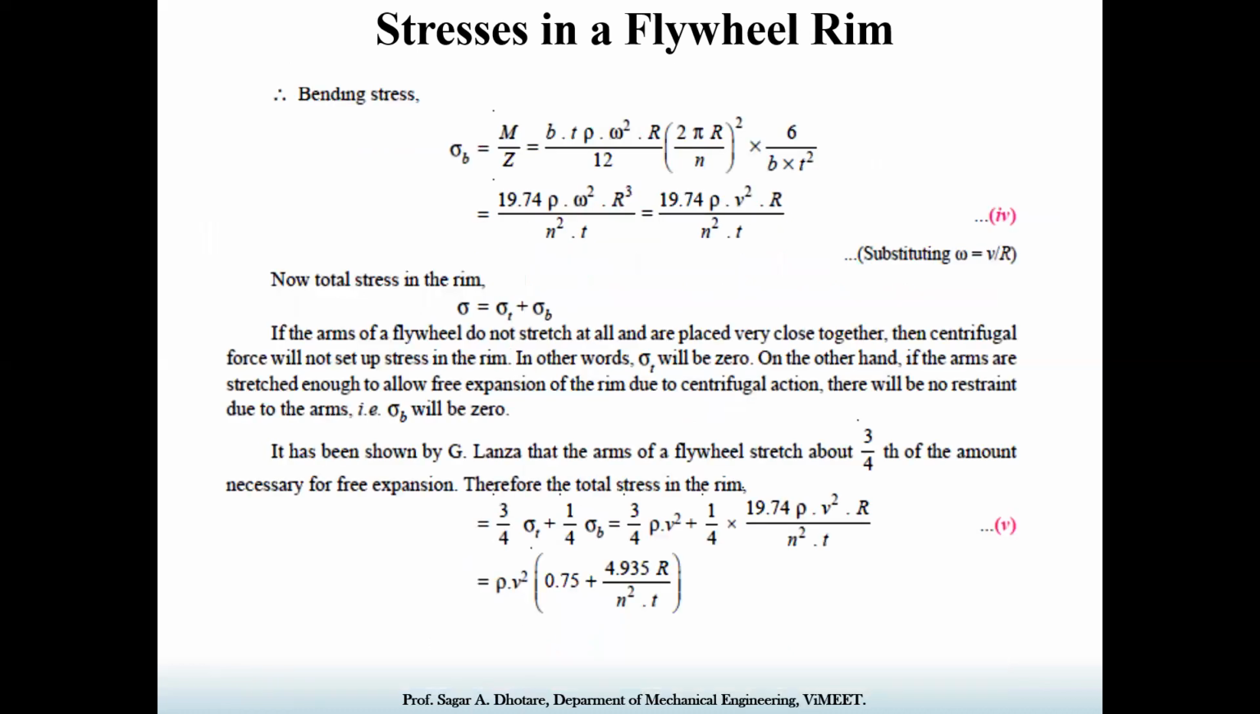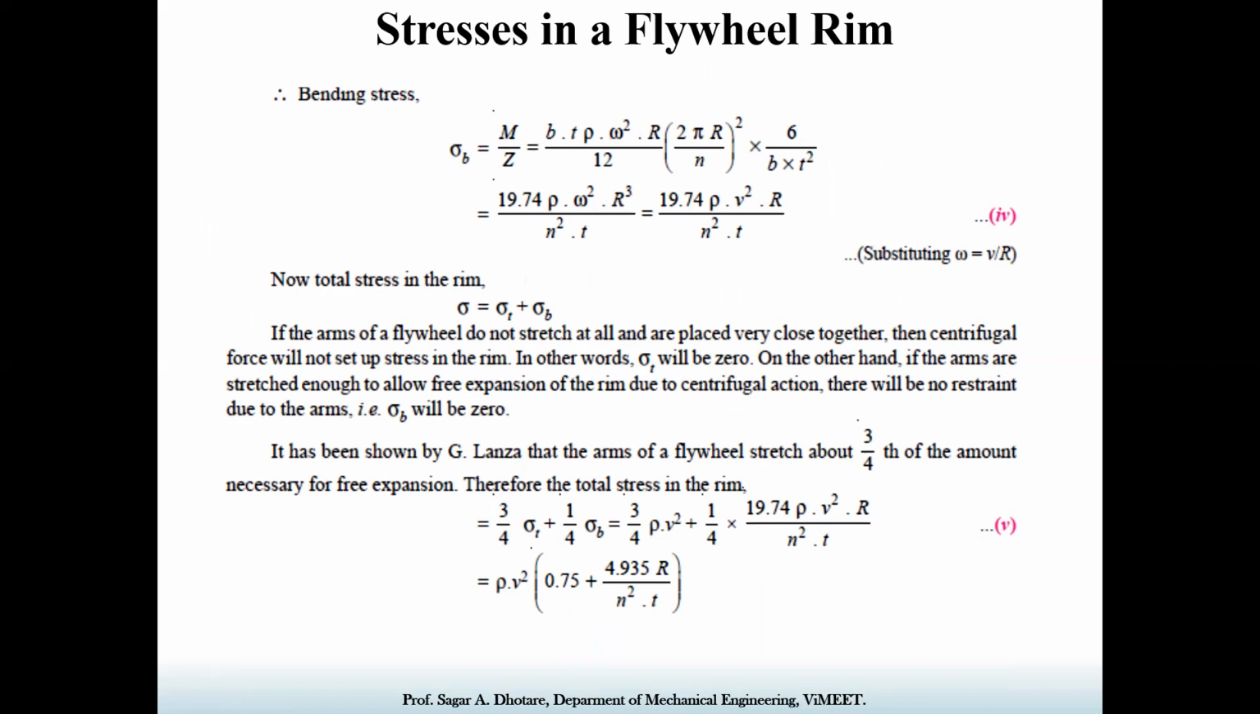So the bending stress sigma B is equal to M by Z. Putting all the values, what you get? 19.74 rho V square R, that is V square into R divided by N square into T. So the total stress acting on the rim is sigma plus sigma T plus sigma B.